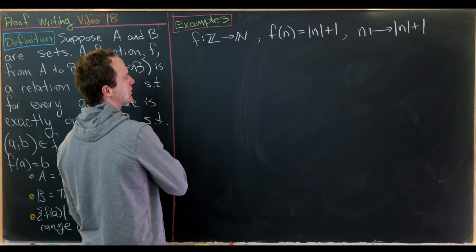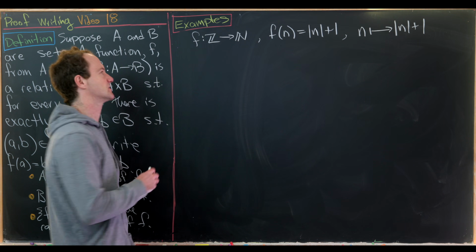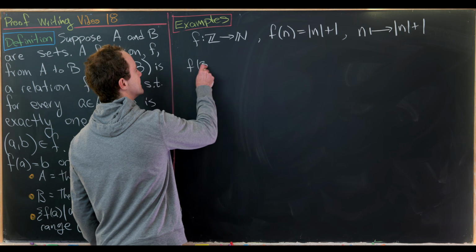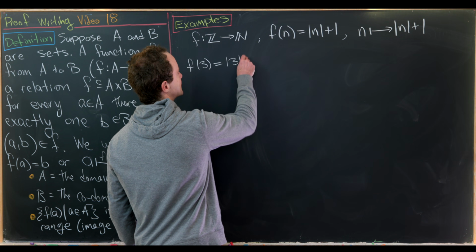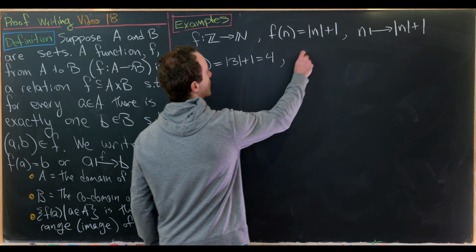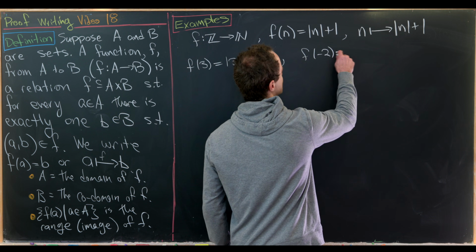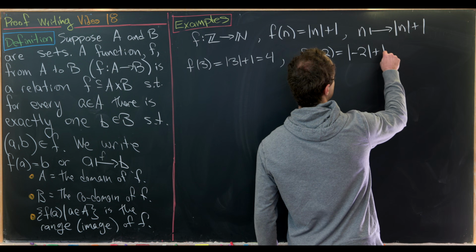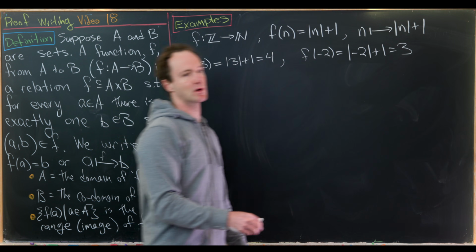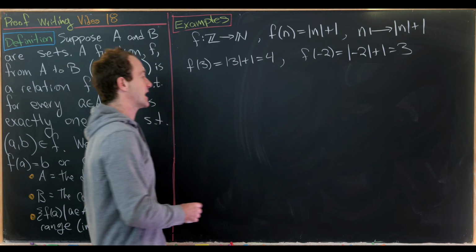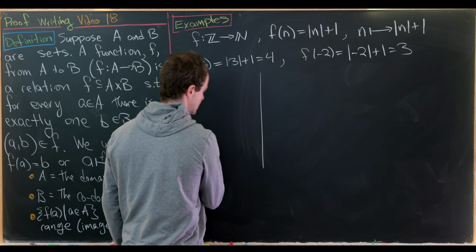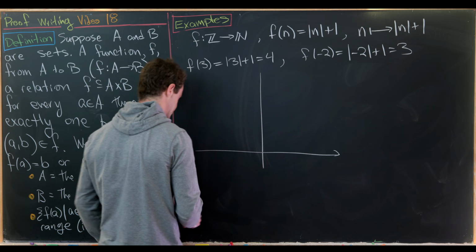Now let's look at a couple of examples of evaluations, although this is quite simple. Notice f of 3 will turn into the absolute value of 3 plus 1, which is 4. F of negative 2 will turn into the absolute value of negative 2 plus 1, which is 3, and so on and so forth. In fact, we could graph this if we wanted to, and I would say that'd probably be something nice to do.